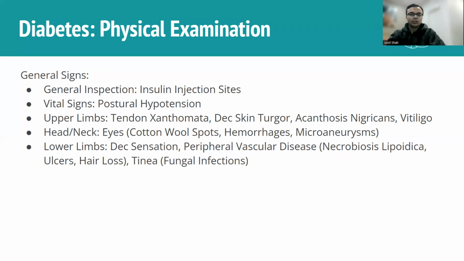You can also get ulcers, again reflecting you're more prone to infections, and also hair loss because of peripheral vascular disease, because you have reduced blood flow to your lower limbs and therefore ischemia, resulting in the hair dropping off. Tinea as well, which is again fungal infections, which we talked about why infections are of greater importance in a person with diabetes.